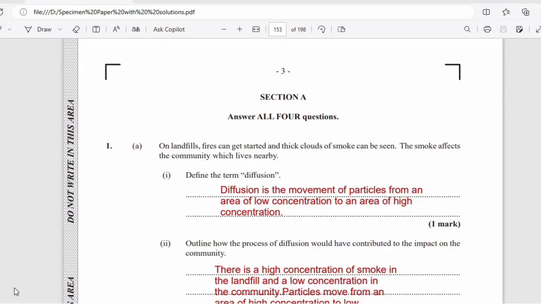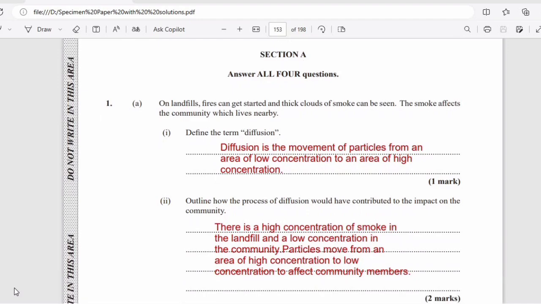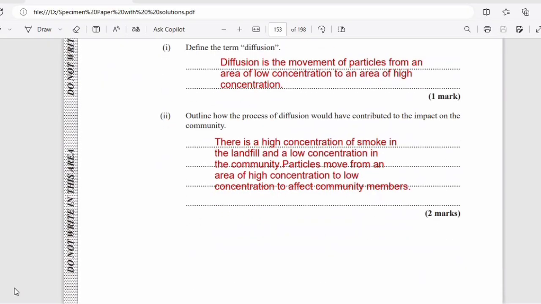The next question asks, outline how the process of diffusion would have contributed to the impact on the community. There is a high concentration of smoke in the landfill and a low concentration in the community. The particles will move from an area of high concentration, which is in the landfill, to the community, which has a low concentration of particles, and that could affect the community members, and that's for 2 marks. So good so far, right?